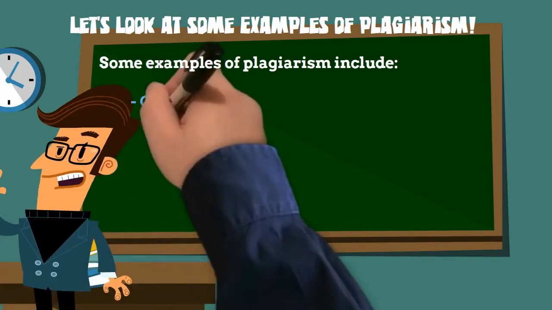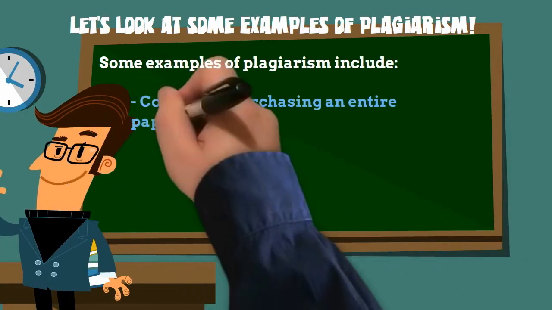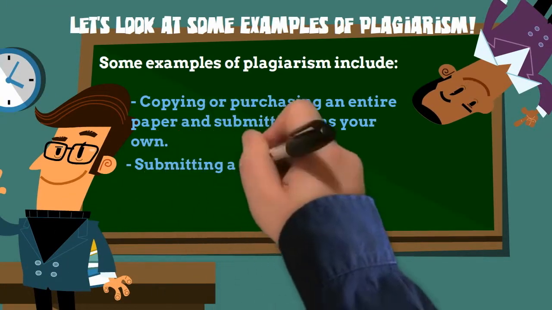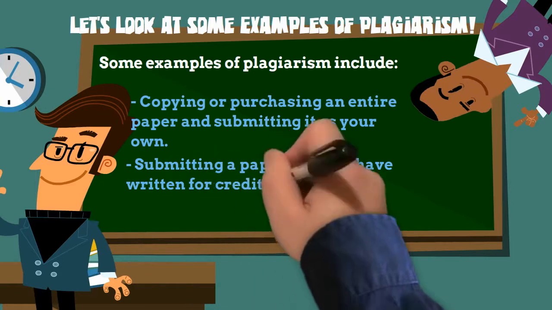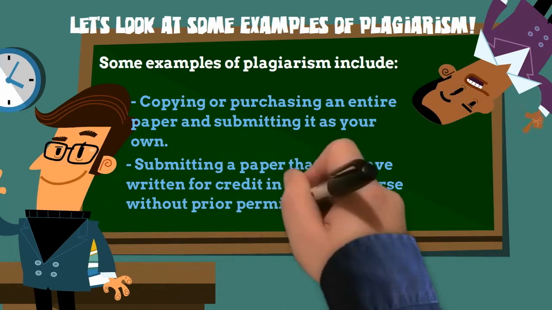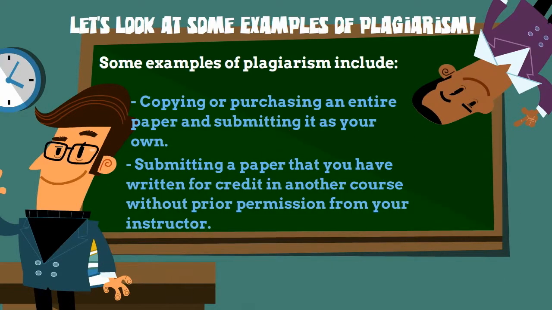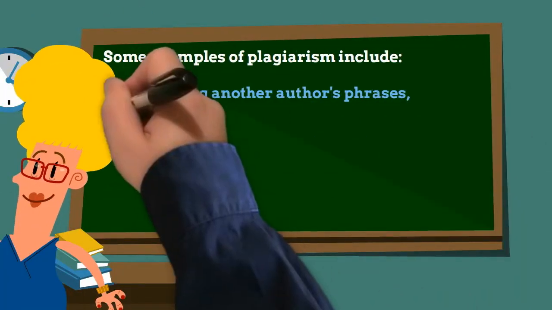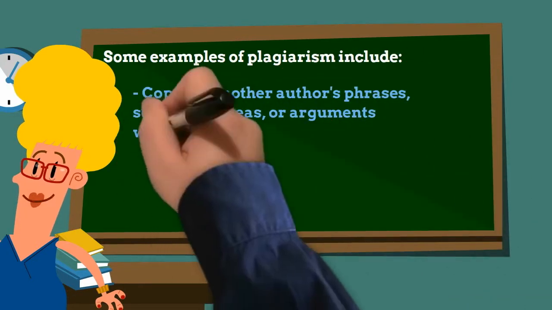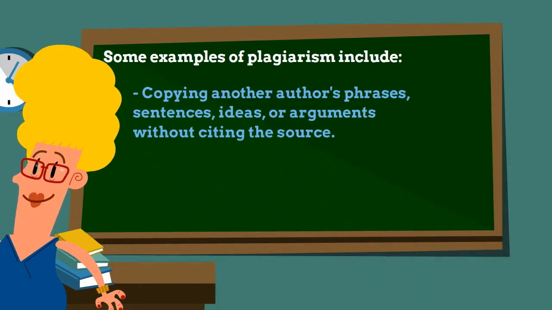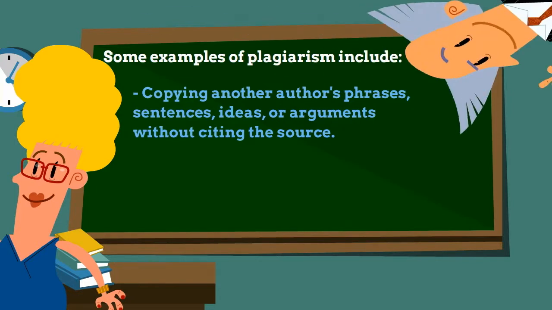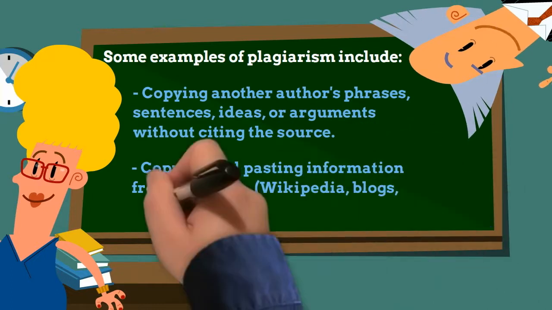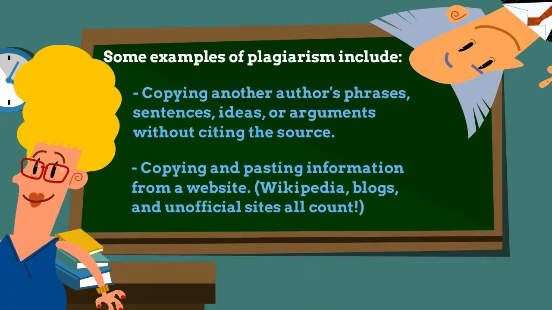Some examples of plagiarism include copying or purchasing an entire paper and submitting it as your own. Submitting a paper that you have written for credit in another course without prior permission from your instructor. Copying another author's phrases, sentences, ideas, or arguments without citing the source. Copying and pasting information from a website, Wikipedia, blogs, and unofficial sites all count.